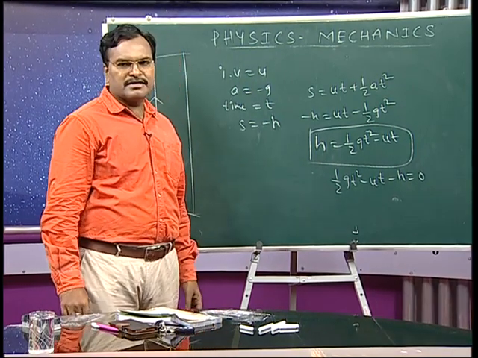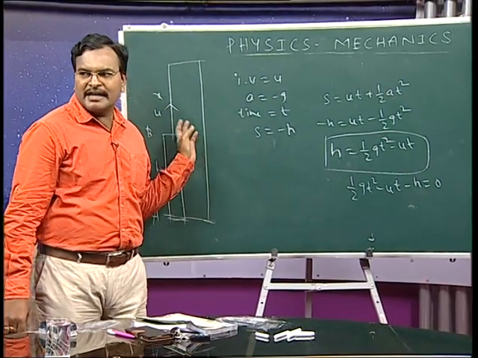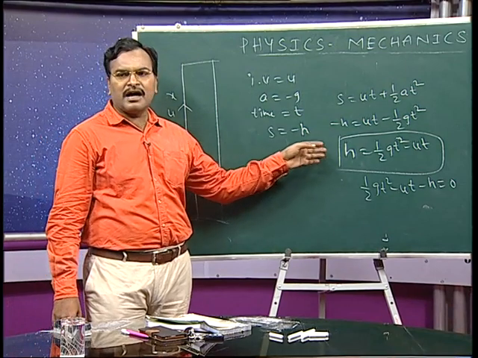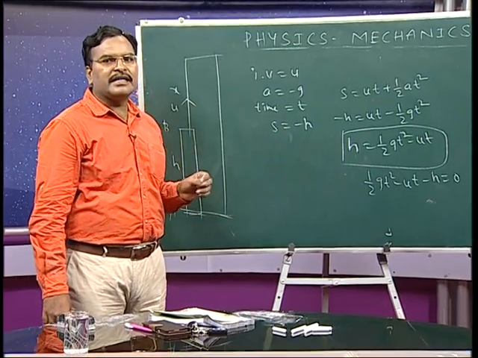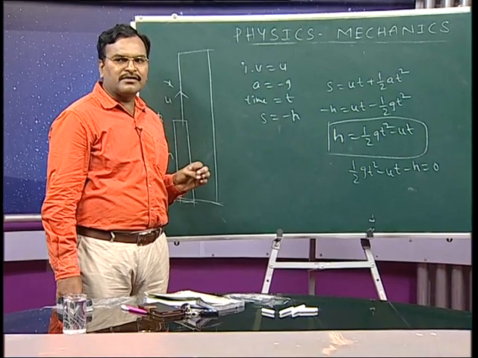Depending on this, we also have problems. Is it clear? What is h here? Height of the tower. Height of the tower is half gt square minus ut. What is u? Initial velocity. What is t? Time taken by the body in reaching the ground.